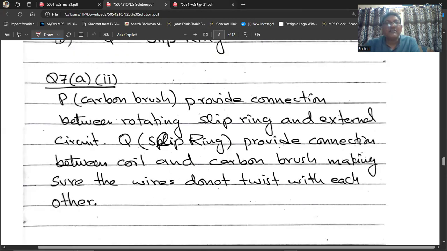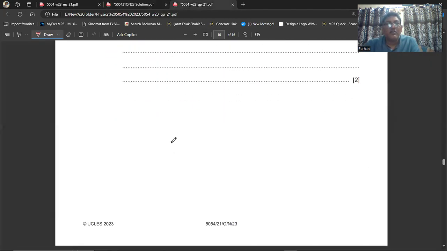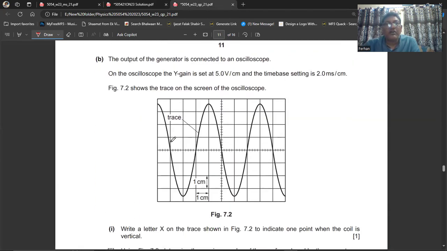This is my answer. So we are okay. So we are going to question number 7, B part. He says the output of the generator is connected to an oscilloscope. On the oscilloscope, the Y gain is set at 5 volt per centimeter.